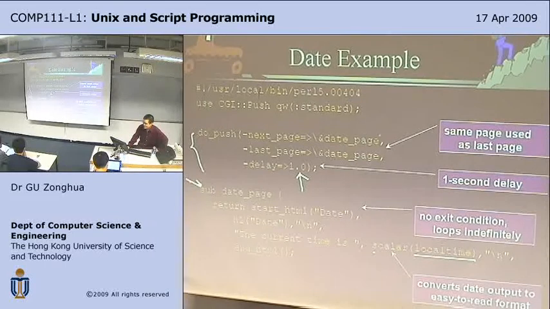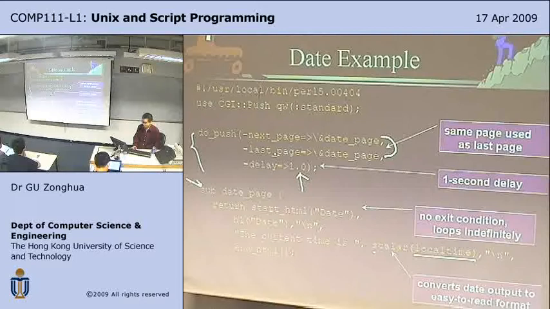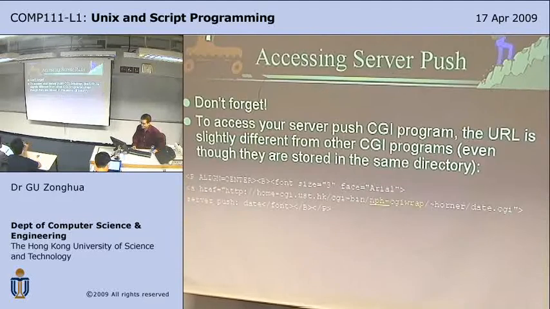So notice that these two functions are the same, date page for both the next page and last page subroutines, which means that this is an infinite program. That is, it will never terminate, unlike the previous one, which terminates after 10 iterations. Okay? Just another reminder, when you are working on server push, always remember to add NPH, non-parsed header, in front of the CGI script. Otherwise, you get an error.